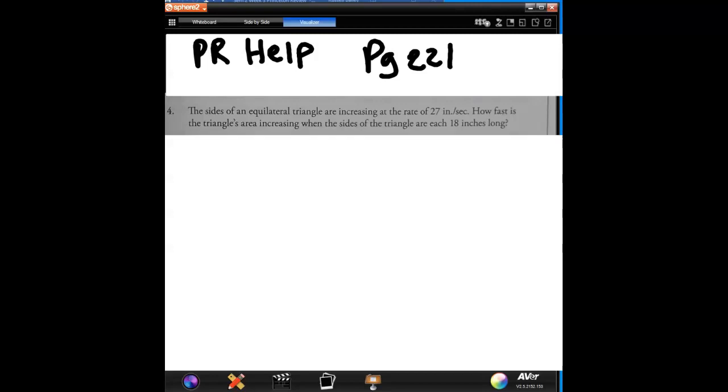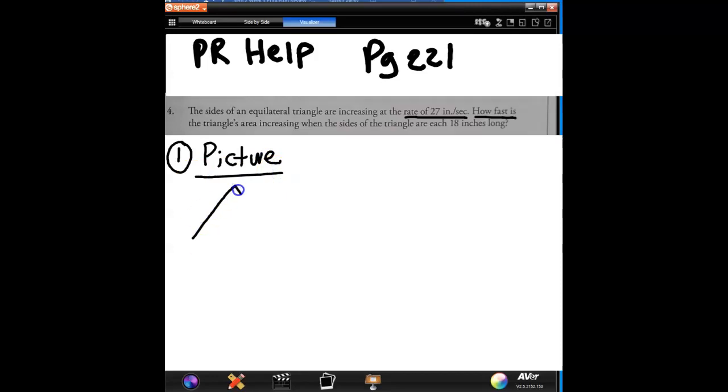These are related rate questions. The reason I know that is because they're telling me the rate of one thing, and then they're asking me the rate of another. So that's a related rate question. So the first step when you're doing a related rate question is to draw a picture of what they're talking about. So it says the sides of an equilateral triangle are increasing.